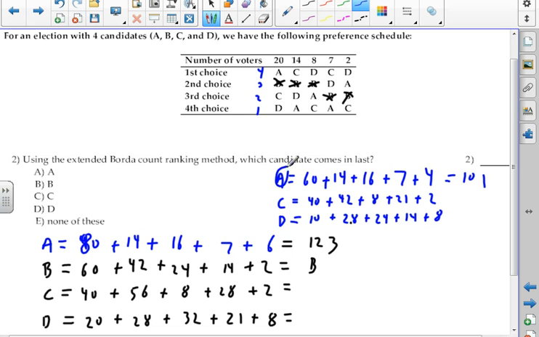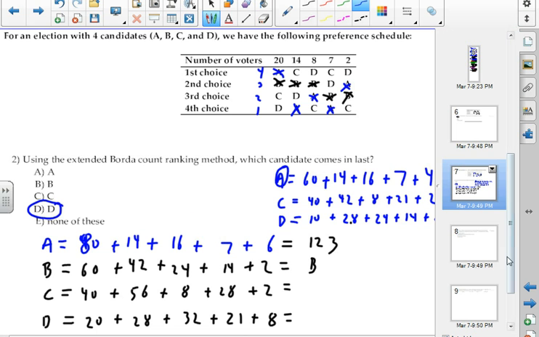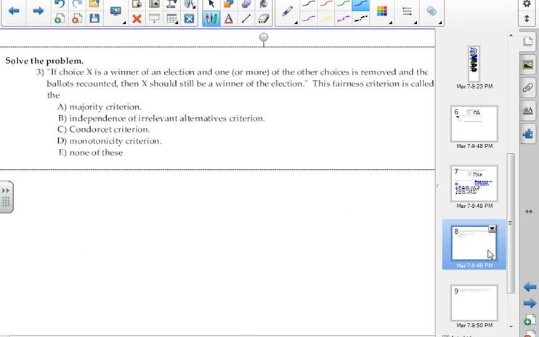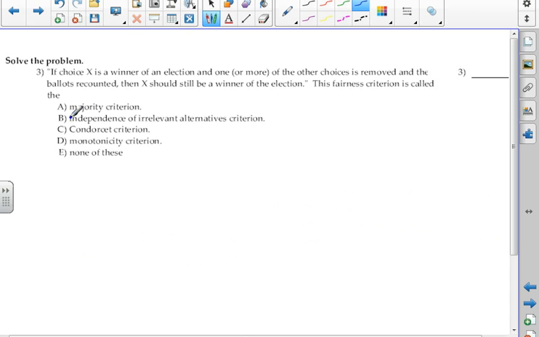So A is going to come in next. So we'll get rid of A. C is on top 1, 2, 3 times with the most votes. So C is going to come in next. So the loser is going to be D. Okay. If X is the winner, oh right, independence of irrelevant alternatives criteria, B. So if one or more people drop out, X should still be the winner.